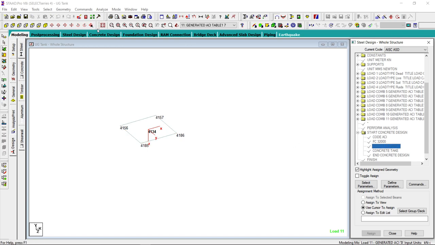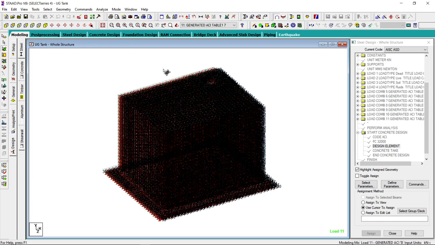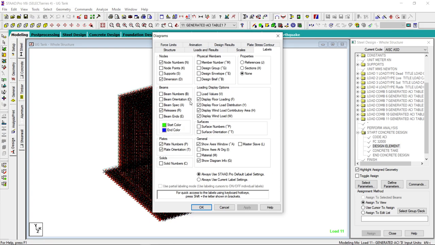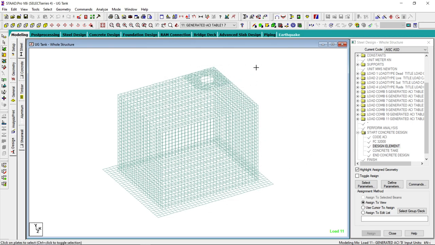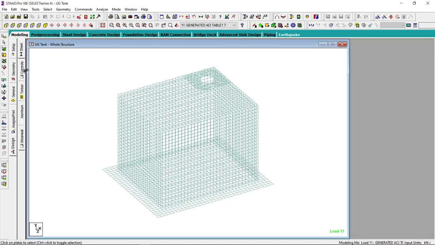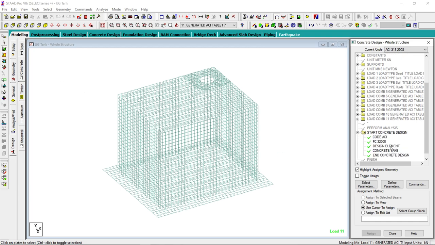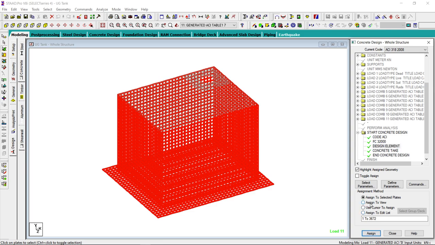These elements were not part of the design element. Let us run once more. No number, no plate, no time. Apply. So, sorry, it was not there. Let us assign.